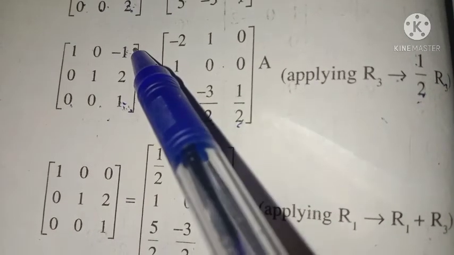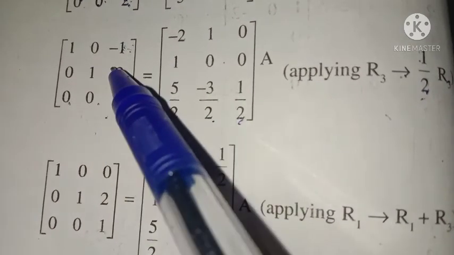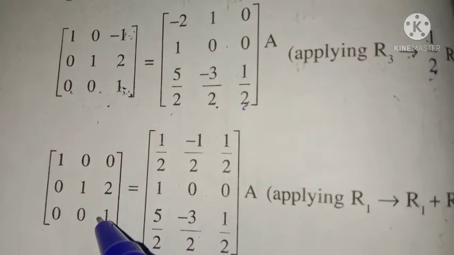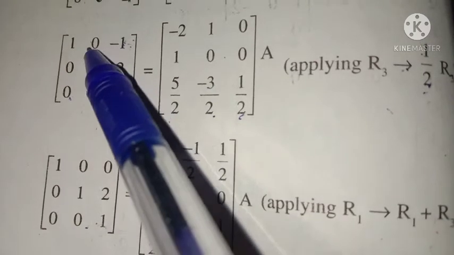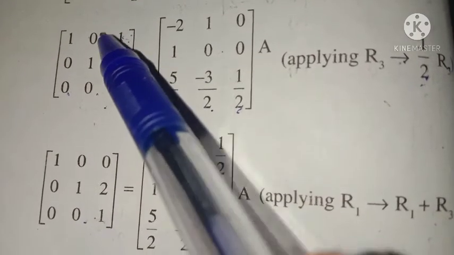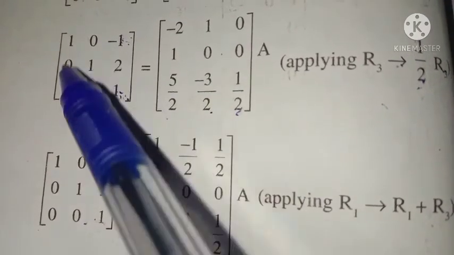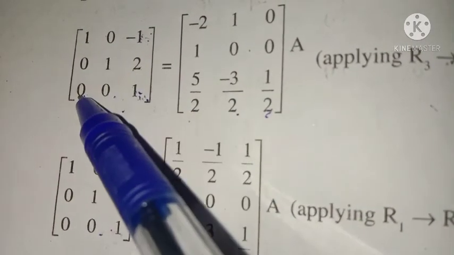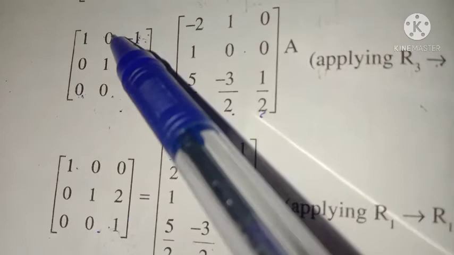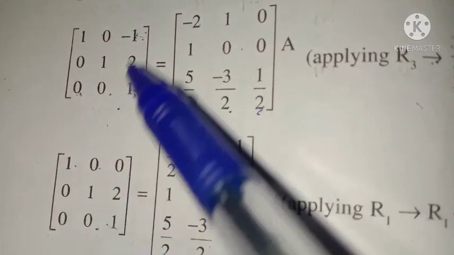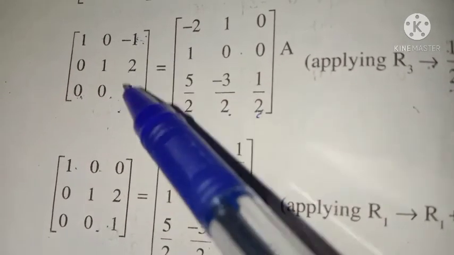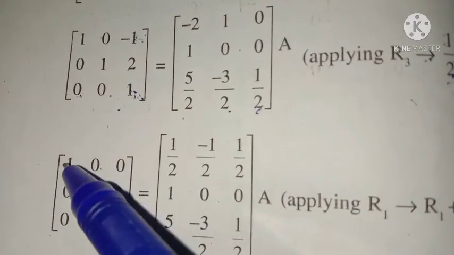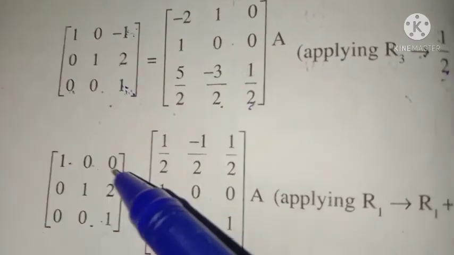We are going to change R1. So there is no change in R2 and R3. So write R2, R3 as such. And R1 is changed to R1 plus R3. Add these two rows. So adding corresponding elements, we get 1 plus 0, 1. 0 plus 0, 0. Now look at here. Minus 1 plus 1, 0. So the first row becomes 1, 0, 0.